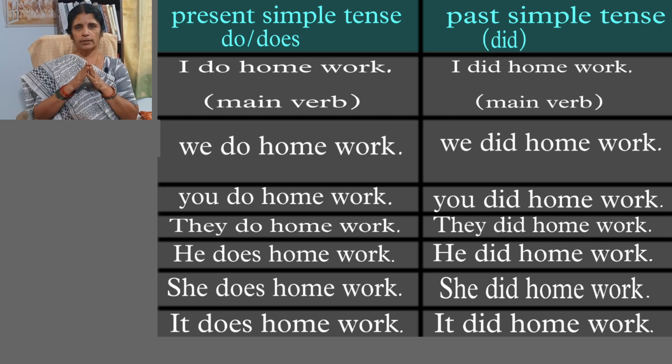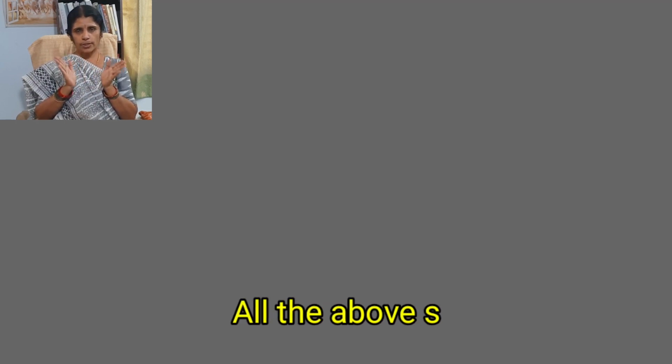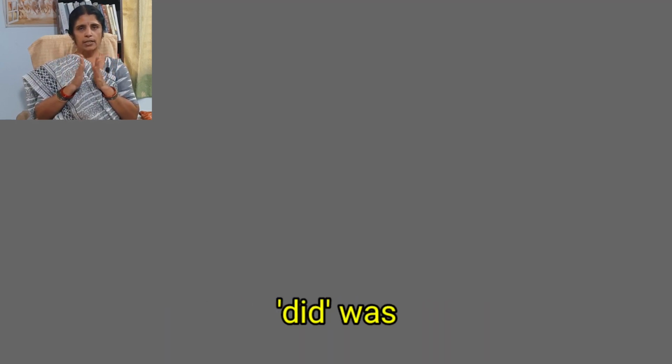Now take a look at how to use did as a main verb in the past simple tense. I did homework. We did homework. You did homework. They did homework. He did homework. She did homework. It did homework. In all the above sentences, did is the main verb.